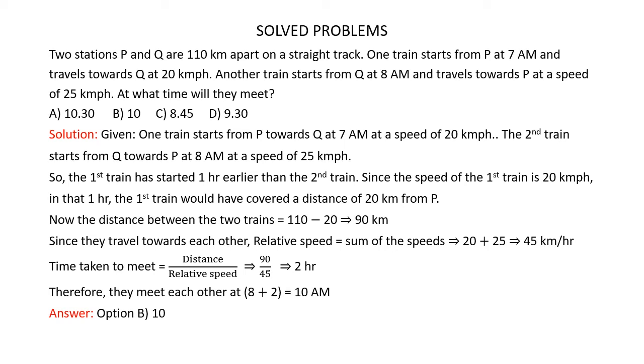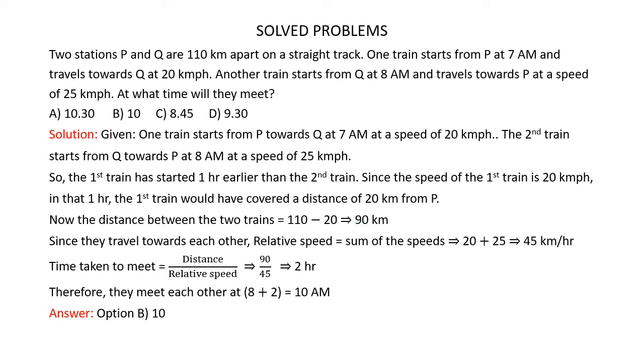Now, at 7 a.m., the distance between the two trains is 110 kilometers. After 1 hour, that is at 8 a.m., the distance between the two trains is 110 minus 20 because the first train has covered a distance of 20 kilometers in the first hour. So the distance between the two trains at 8 a.m. is 110 minus 20, which is 90 kilometers. So at 8 a.m. the distance between the two trains is 90 kilometers.